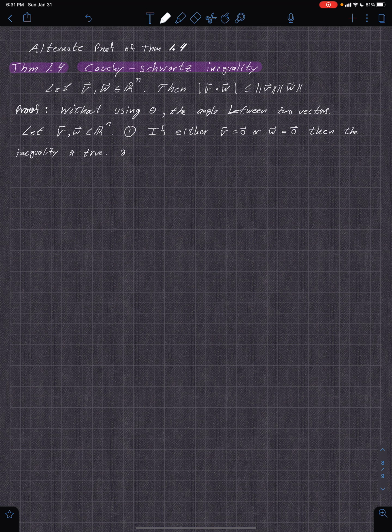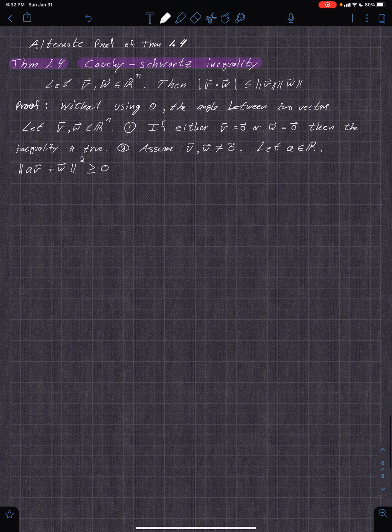So then case 2, we will assume they're not. So assume V and W are not equal to the 0 vector. All right, so this is one way to do it. We're going to let A be a real number, and we're going to look at the magnitude of AV plus W, quantity squared. That must then be greater than or equal to 0. All right, so I'm asserting something that must be true, which is this.